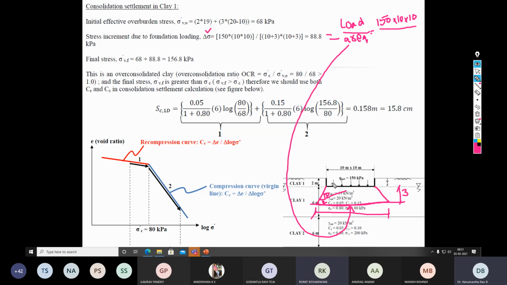Okay, so sir, in soil mechanics course we have to take from foundation? No. Initial means when there was no footing. Say for example, if I take this point, what is the initial effective overburden pressure, sigma naught dash? Just imagine there was no footing. Only the weight of the soil.